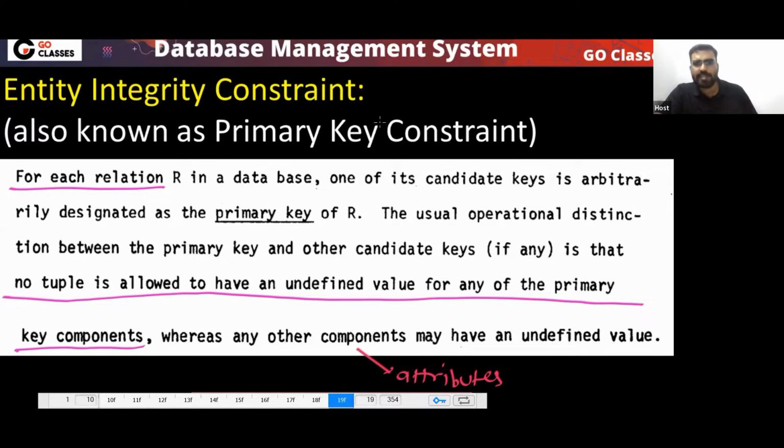So every relation must have a primary key, and this primary key is basically one of the candidate keys, and this primary key cannot have a null value. Okay, very simple. Now let's move on.